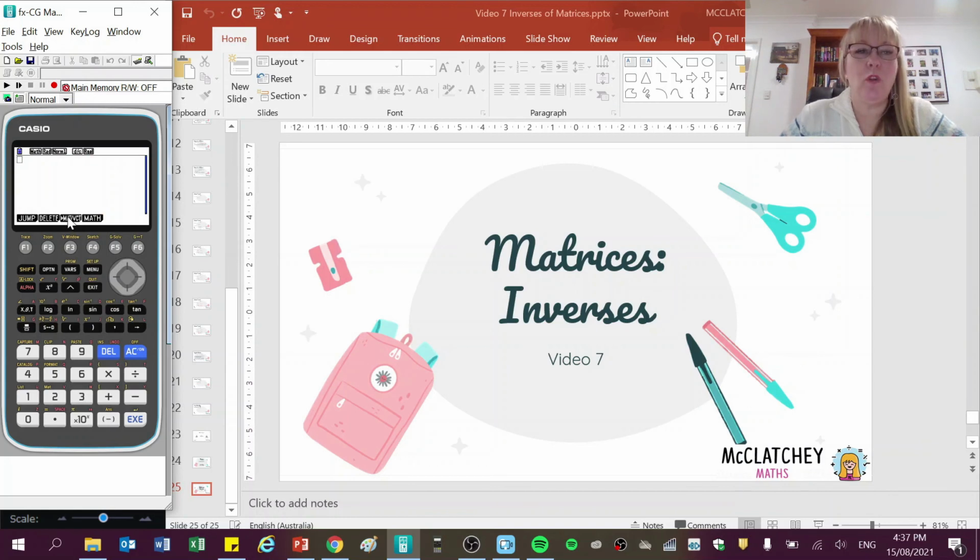Now you would recall that we're going to actually choose option and then mat VCT, which is where we went to find the determinant. But this time we're not finding the determinant, we're finding the inverse. So I'm actually going to choose mat for matrix again and tell it that I'm looking at matrix A. So I'm actually going to choose my alpha button and then A. And then I'm going to raise that using my power button to the power of -1 and press execute. And voila, I have the inverse matrix.